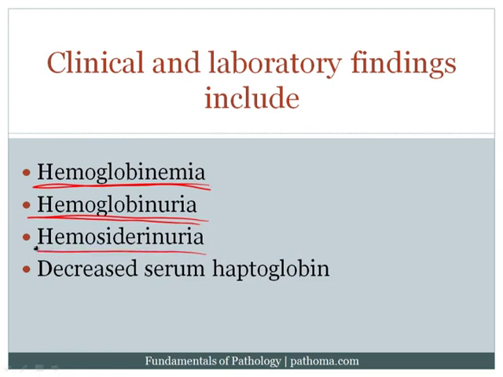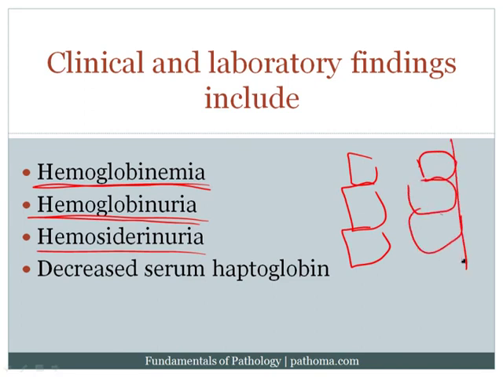What's hemosiderinuria? Well, as the hemoglobin is going through the tubules, let's draw a tubule here. This is the epithelial cell of the tubule. This would be the basement membrane and this would be the lumen. As hemoglobin is going through this tubule, some of the hemoglobin will be taken up by the renal tubular cells. And as the hemoglobin is taken up by the renal tubular cells, it'll be destroyed and the iron will be bound, and it'll pile up and bind as hemosiderin.